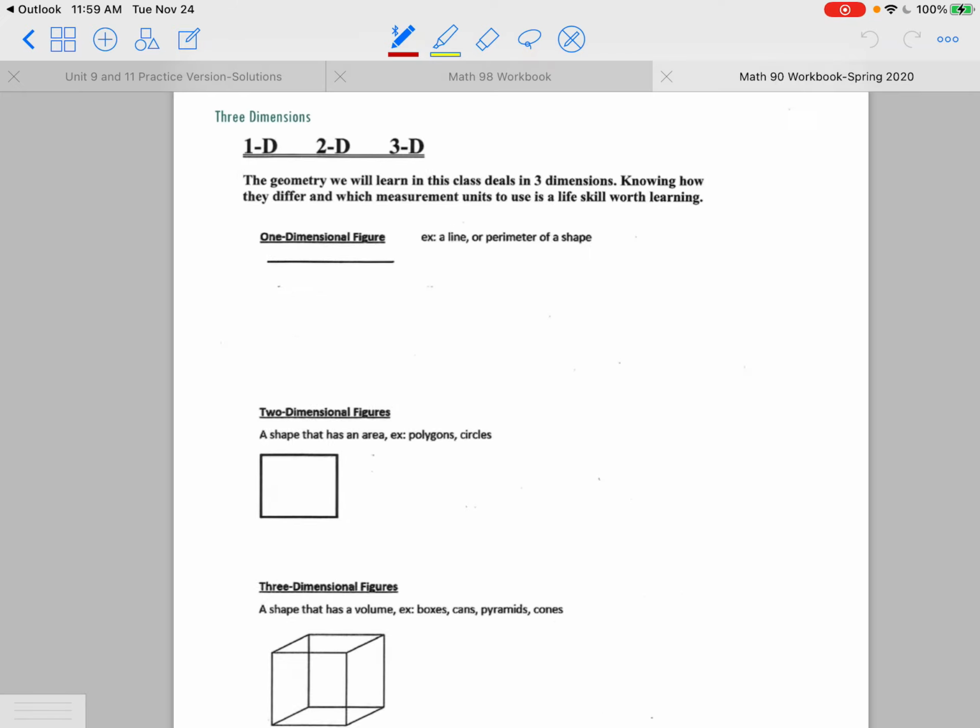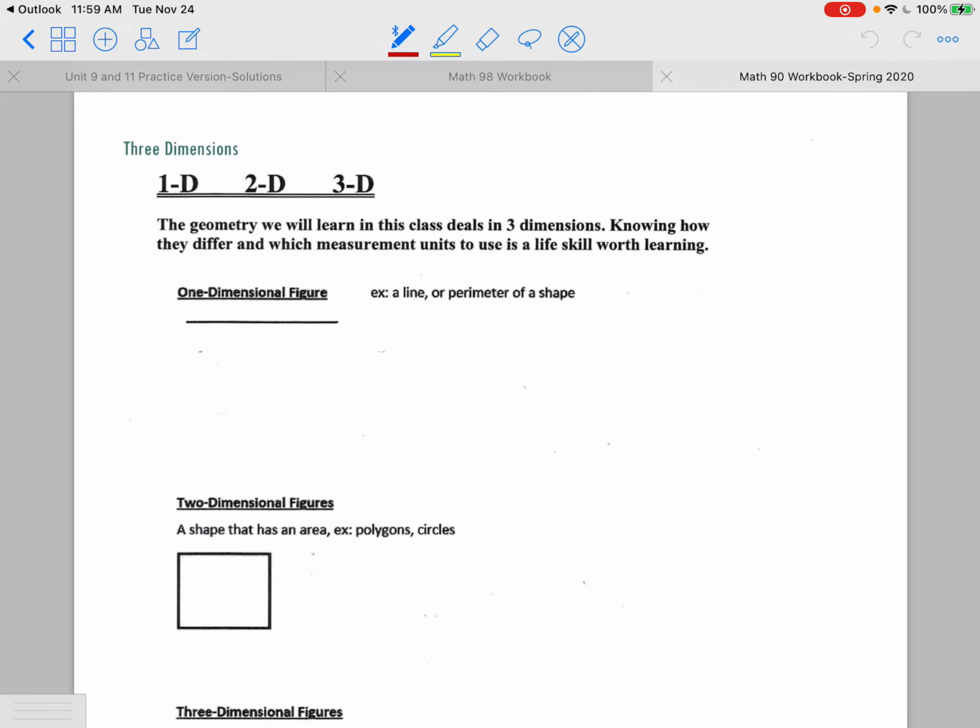This first one is talking about 1, 2, and 3-dimensional shapes. It is important that we understand the difference between the 3 dimensions, not only for our math problems, but also just in our real life situations that we deal with every day. And a lot of times our math problems bring in real world scenarios, and so it's important that we have an idea of what we're really talking about.